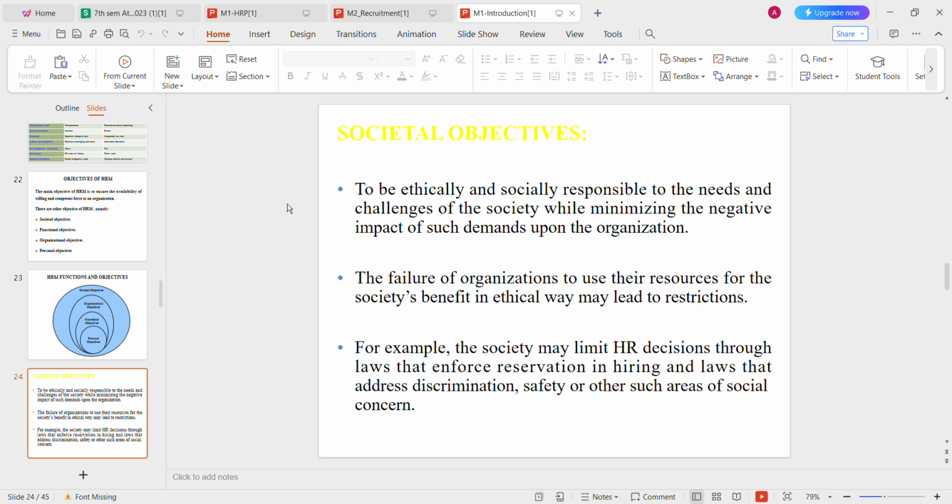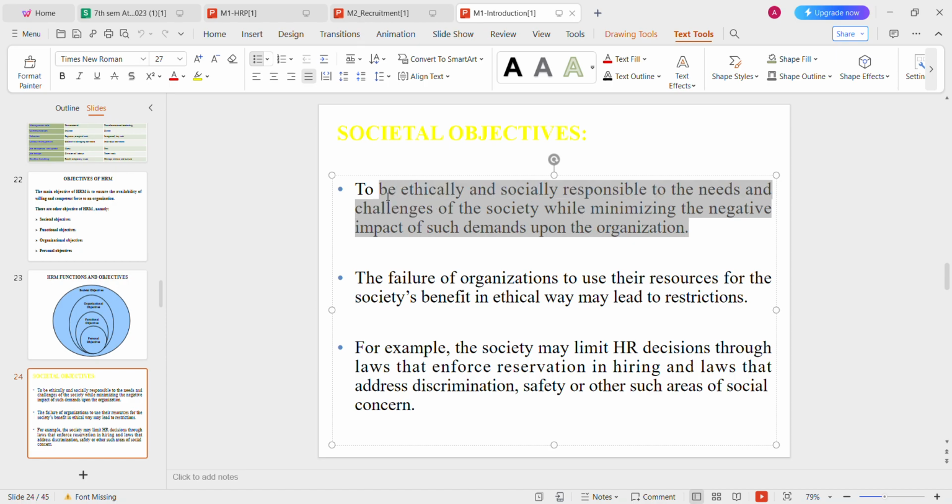So the first one we are going to learn is about the societal objectives. It means to be ethical and socially responsible to the needs as well as the challenges of the society, while minimizing the negative impact of the demands. Basically, if they want to minimize the negative impact of any demands of an organization, the employee should have a good culture.